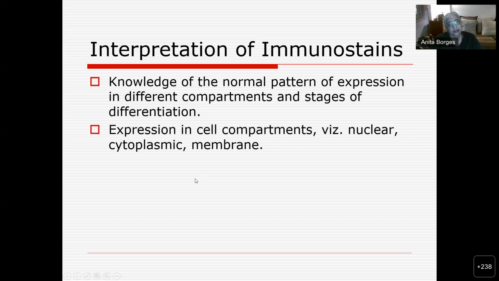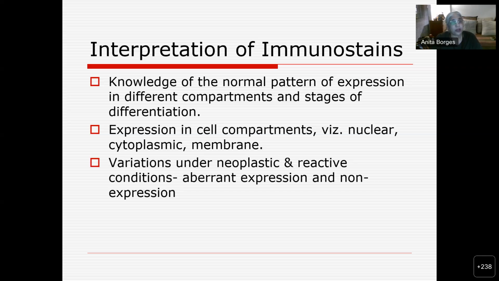You need to know also the expression in the cell compartments. And what do I mean by cell compartments? That is within the cell. Your immunostains, where are they expressed? Or the antibodies are picking up antigens that are nuclear, cytoplasmic, or membranous. This is very important. It's not just about brown being anywhere and you just score it as being that way.